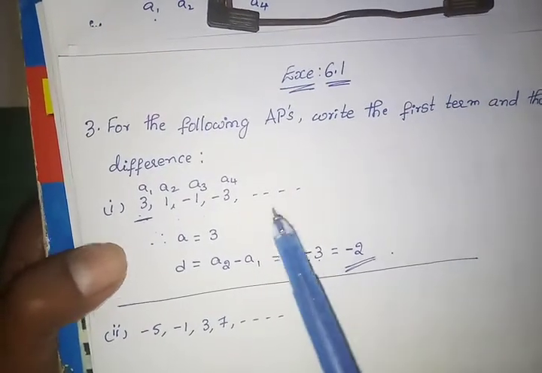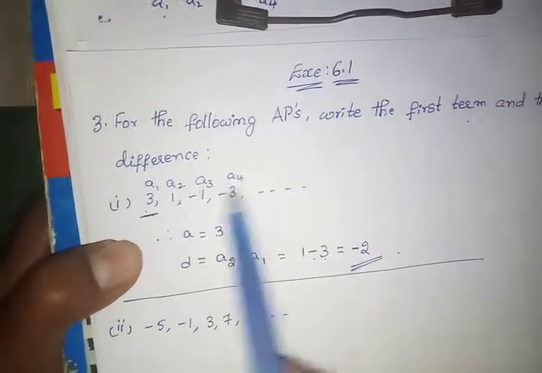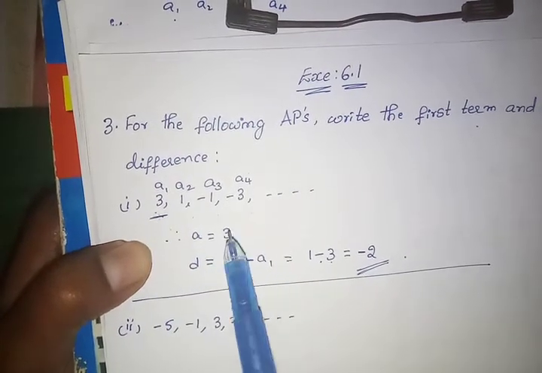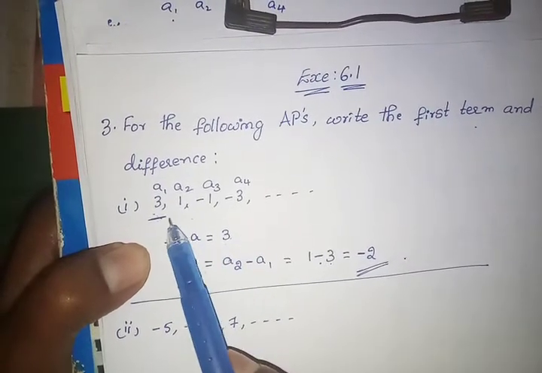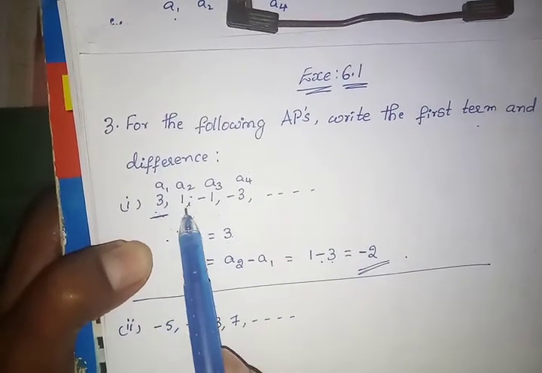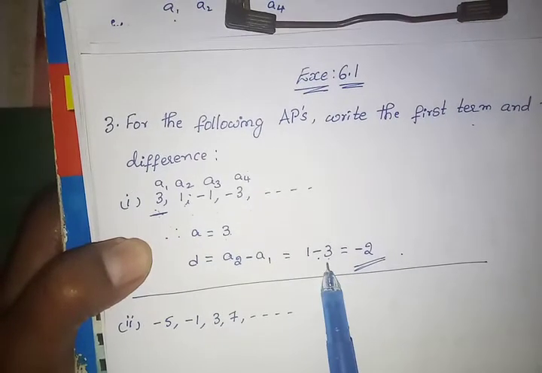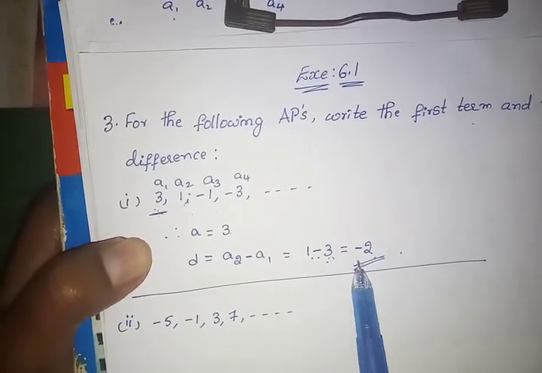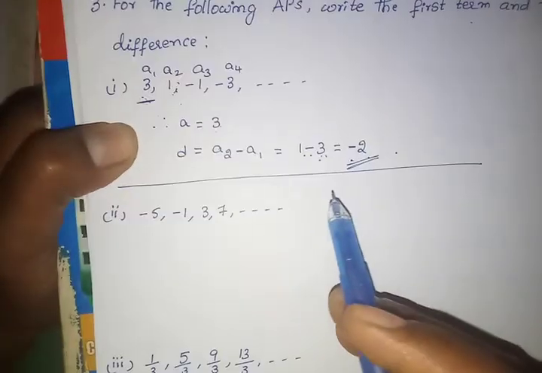Easy, no? What do they ask? First term. First term means which is the first term? That is the first term, a equals 3. And common difference. Common difference formula is a2 minus a1. 1 minus 3. 1 minus 3 how much? 2. Bigger number's symbol, what? Minus. So minus. Did you understand? Shall we go to the next one?